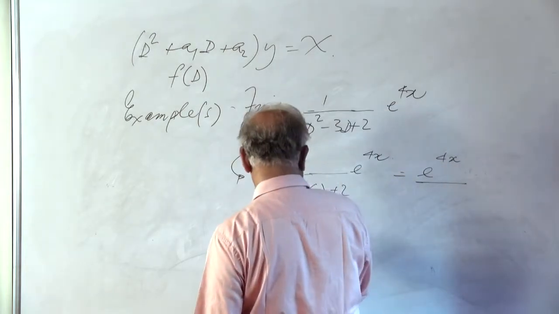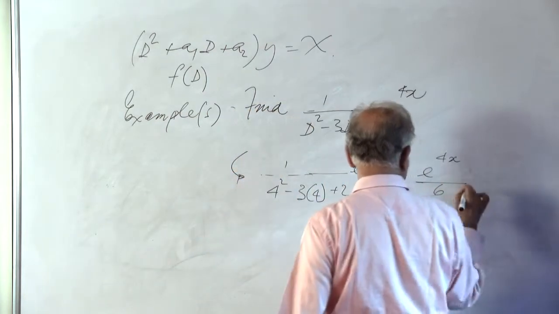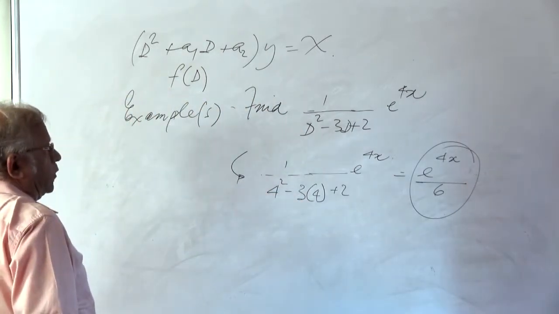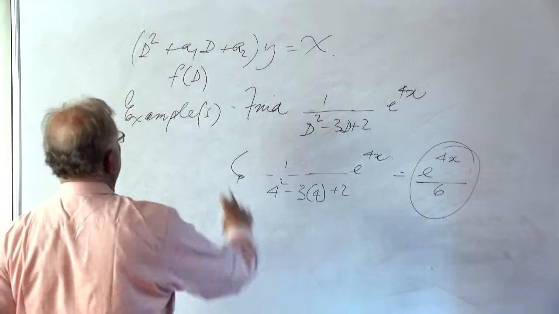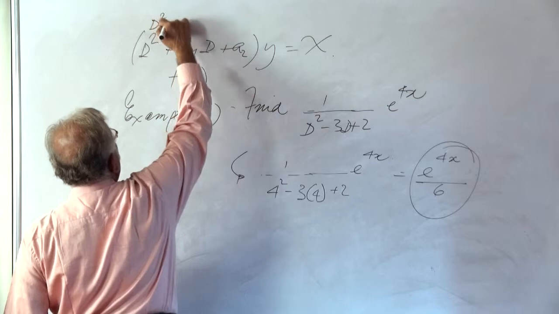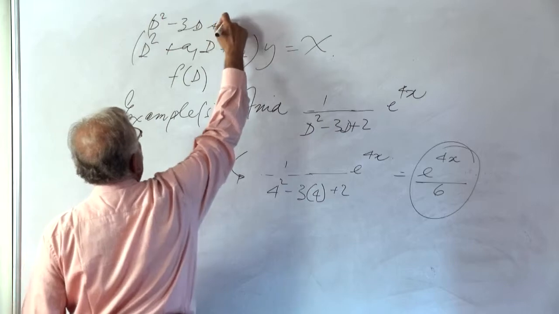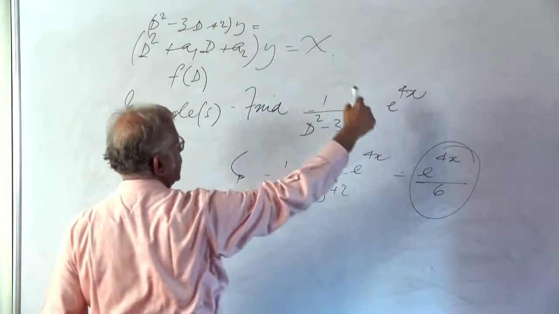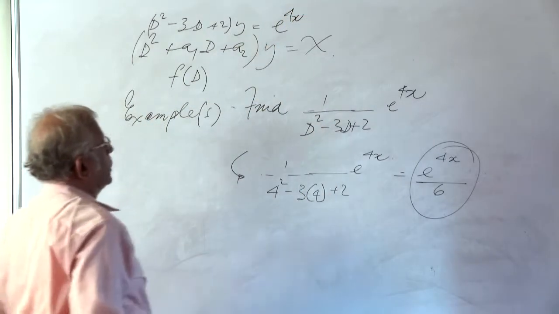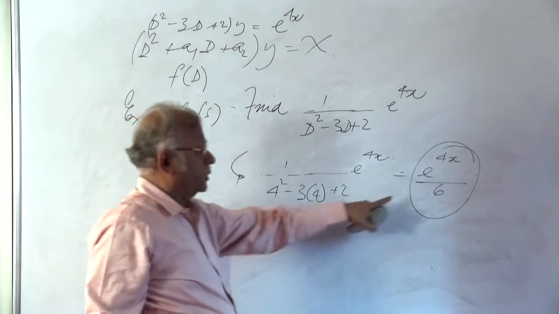divided by 16 minus 12 plus 2, which is 6. e to the power of 4x was the right hand side of the equation. In other words, my expression here is D squared minus 3D plus 2 on y, and the equation is e to the power of 4x. So the particular solution is e to the power of 4x over 6.